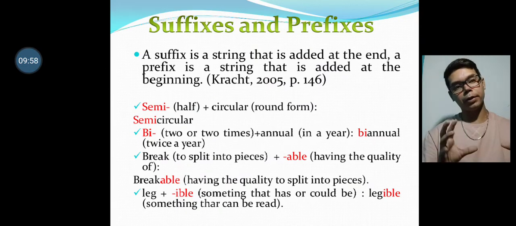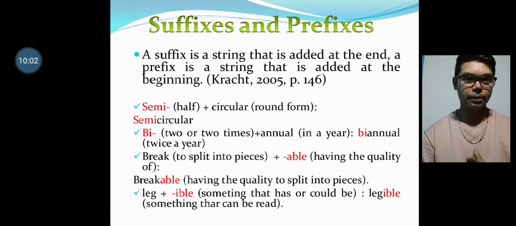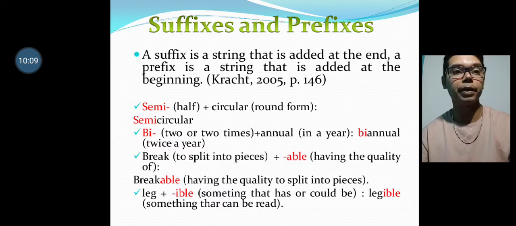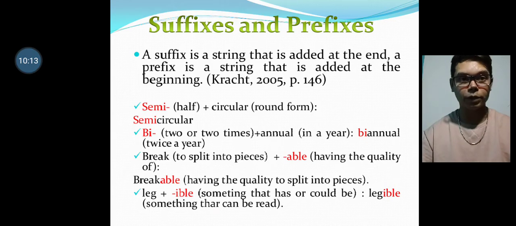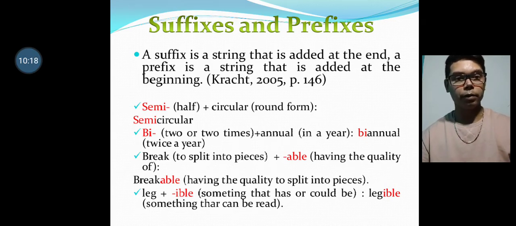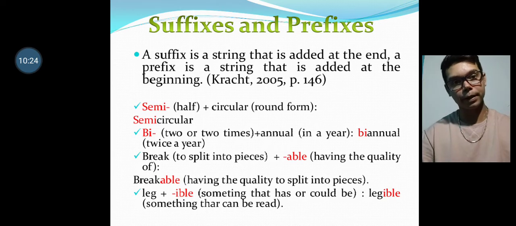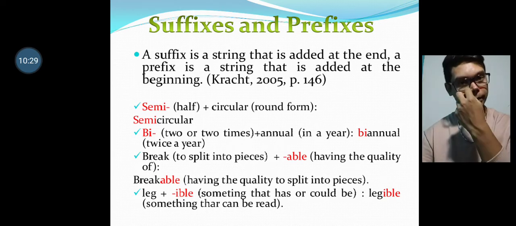Okay, now we also have to study the differences between suffixes and prefixes. A suffix is a string that is added at the end. A prefix is a string that is added at the beginning. That is the general definition given by Crouch in 2005, page 146. Un sufijo, una coletilla que es agregada, sumada al final. Y el prefijo es esa coletilla que puede ser sumada al principio.